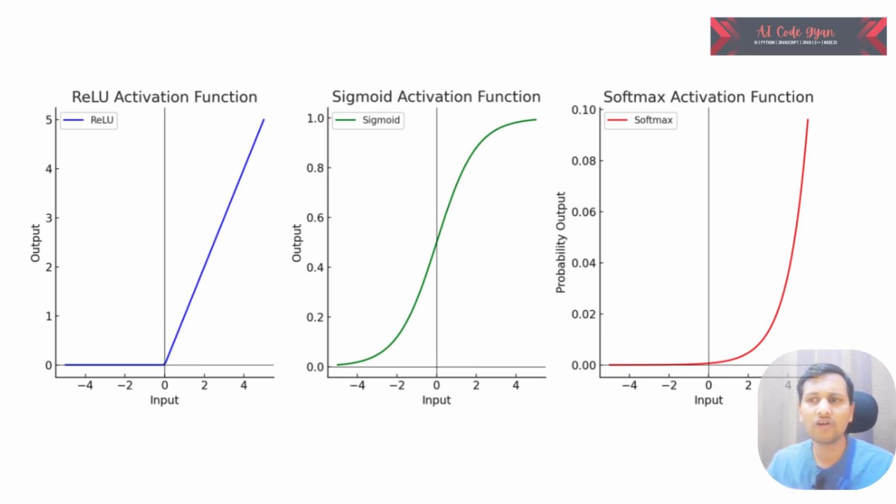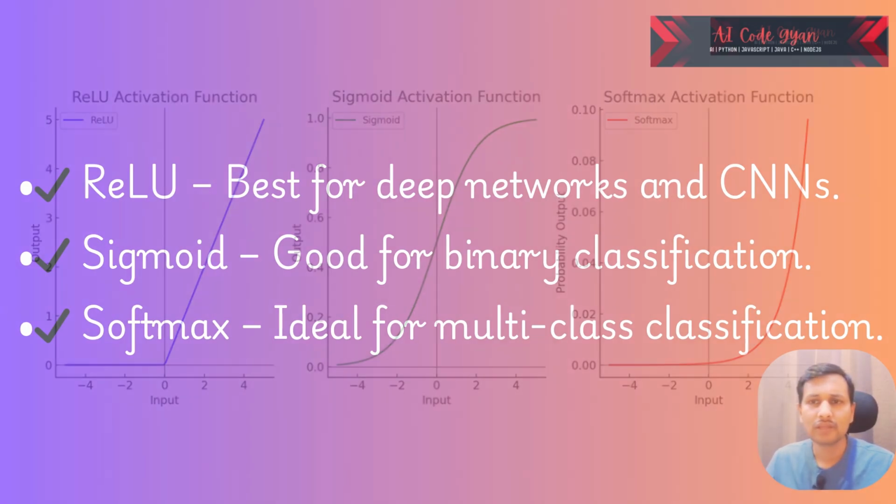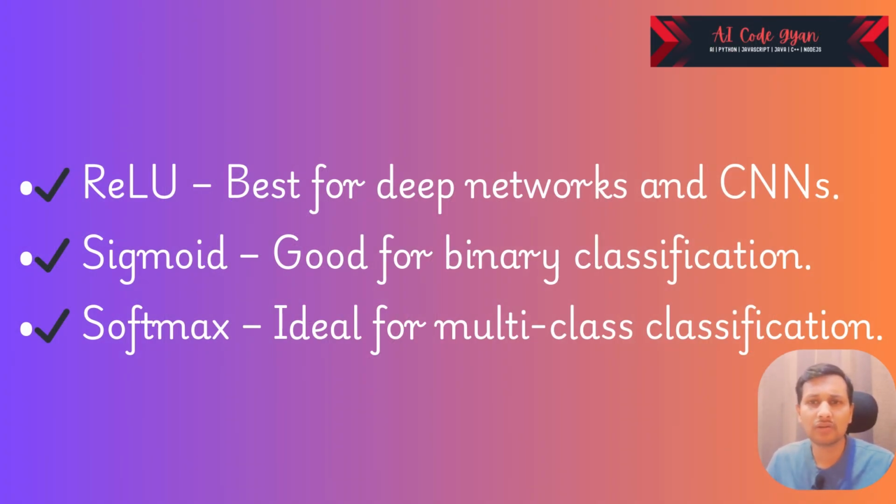When we talk about the softmax function, this is an exponential curve, so after some value it becomes completely exponential. Now let us talk about the uses. After comparison we come to the conclusion that ReLU is best used for deep networks and convolutional neural networks, which are used for image processing. For binary classification we use sigmoid, and for multi-class classification softmax is ideal.